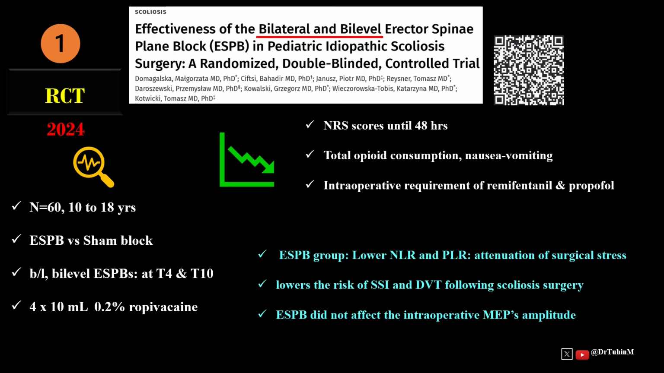In this study, other than decrease in opioid consumption and decrease requirement of the remifentanil and propofol, there were some important findings. That was, erector spinae group also had lower neutrophil to lymphocyte ratio and platelet to lymphocyte ratio, which are directly related to the attenuation of the surgical stress, and also lowers the surgical site infection and the deep vein thrombosis. Higher the value is related to the increased incidence of surgical site infection and DVT. And the erector spinae plane block also did not affect any intraoperative MEP amplitude. This we have also observed in our clinical practice.